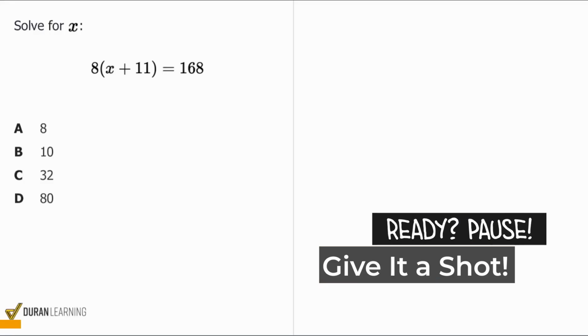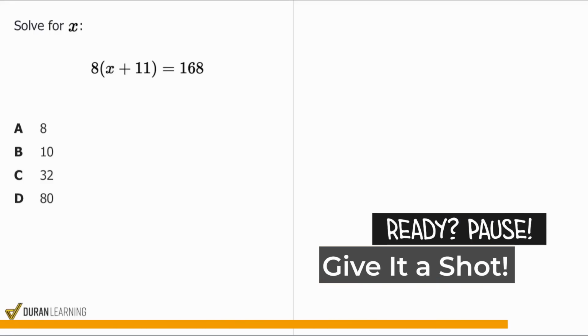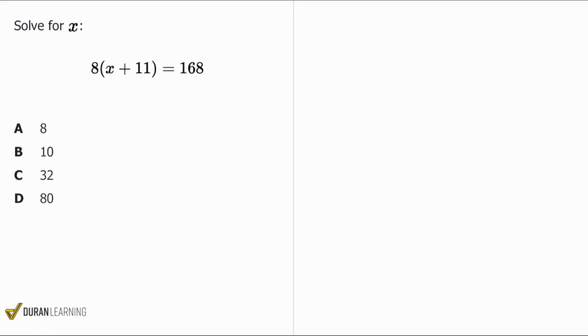On to the next. And as we approach this next problem, everyone, remember, what we are going to do is try to get x by itself. So we see here that it says 8 multiplied by this parentheses, which is going to be a grouping, but 8 multiplied by the group, x plus 11, all of that is going to equal 168.